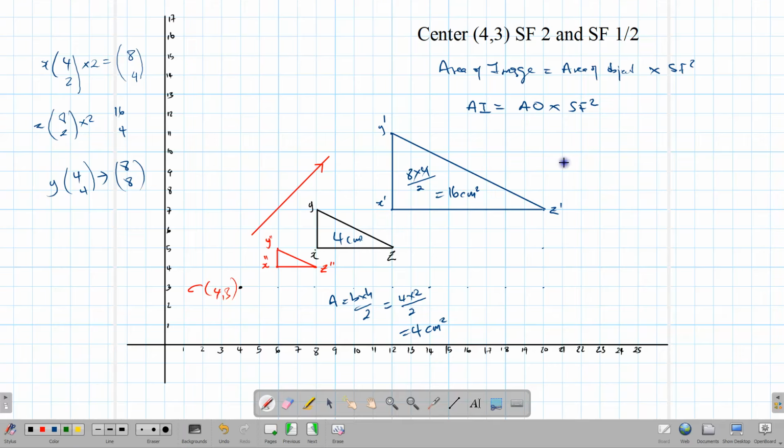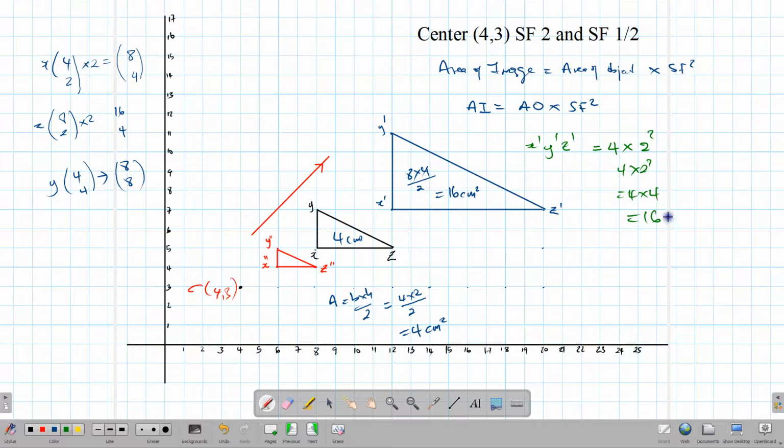So for this triangle, x prime, y prime, z prime, using this formula here, should have an image of 4 times the scale factor, which would be what? 2. So it's 2 square. And 4 times 2 square gives us 4 times 4, which is 16. And notice that we got our 16 there.